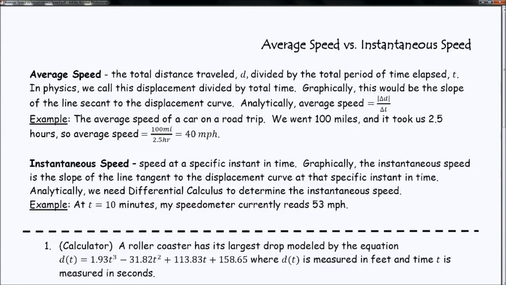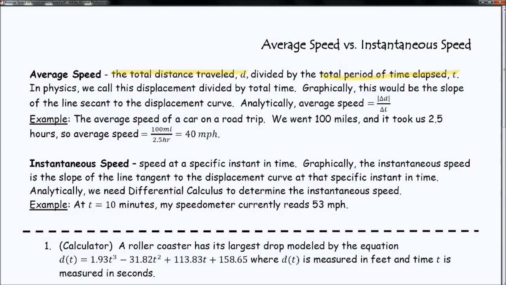Alright, today we're going to compare the difference between average speed and instantaneous speed. I'll give you two formal definitions. Average speed is what you've been working with in Algebra 1. This is the total distance traveled, like the idea of absolute value, divided by the total period of time that has elapsed. In physics, you probably heard this called displacement divided by total time.